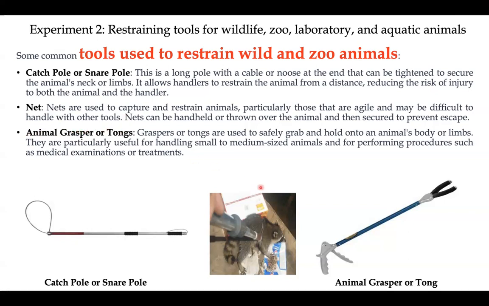Animal grasper or tongs, this one. So this is quite similar to the catch pole, but the use is quite different. These are used for safely grabbing and holding on to an animal's body or limbs, like the catch pole. They are particularly useful for handling small to medium sized animals and for performing procedures such as medical examinations or treatment, or for catching snakes or poisonous animals from a distance.